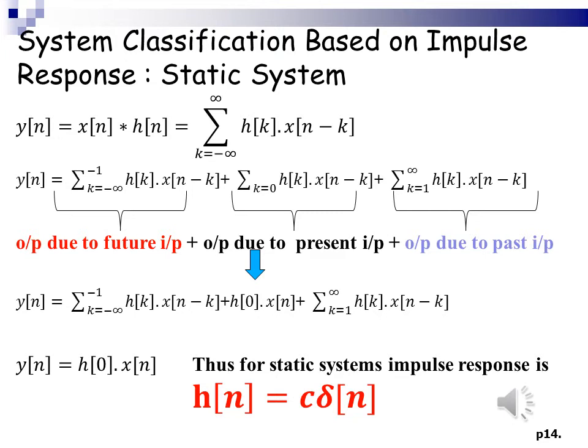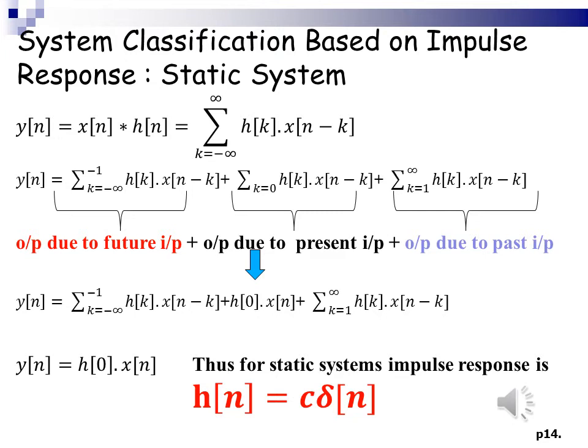Here for this classification, we will be using the commutative property of impulse response, that y of n is equal to x of n convolved with h of n, which is the same as h of n convolved with x of n. That can be written as summation k goes from minus infinity to infinity h of k into x of n minus k. So this definition we will be using, not x of k into h of n minus k. That's a small point to be noted: I am using the commutative property of convolution, and all the proofs will be derived by using this property.